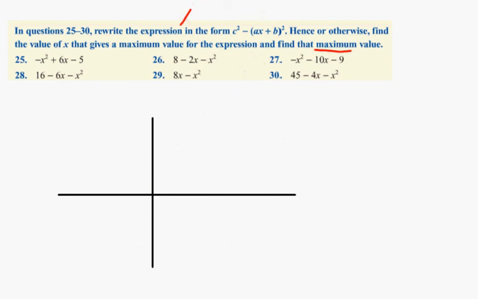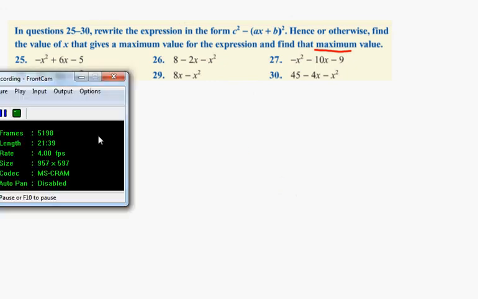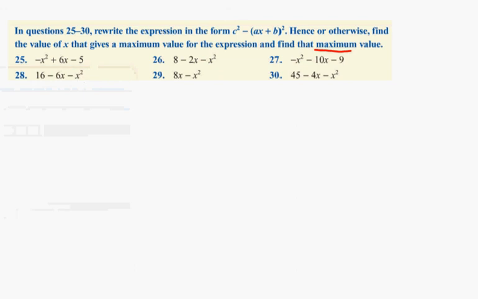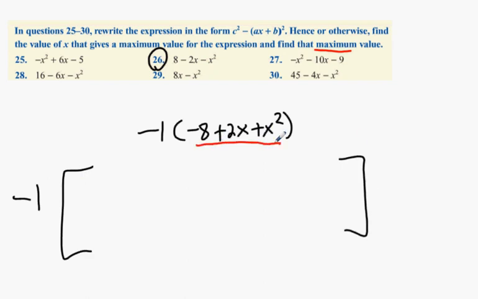So, we're going to do what we did last time. Let's see if I can remember this. You're going to go to any of them, like question 26. Step 1 when you're doing maximums is take out minus 1. Minus 1 bracket. Now what's going to be left inside? Minus 8 plus 2x plus x squared. Yeah? Now, ignore the minus 1 on the outside. The minus 1 is still there. But what we're now concentrating on is our x squared plus 2x minus 8.